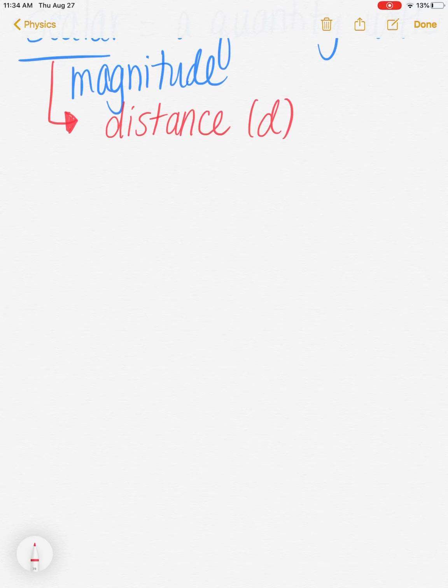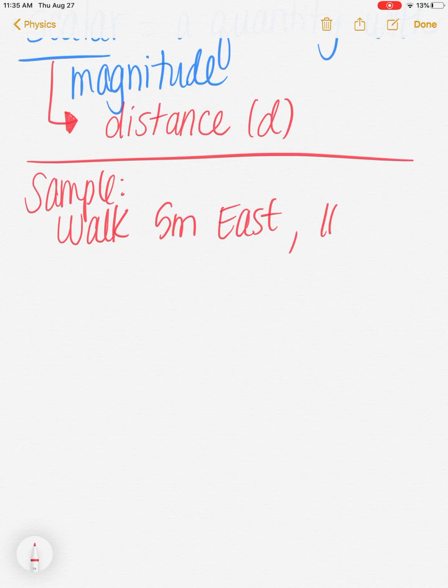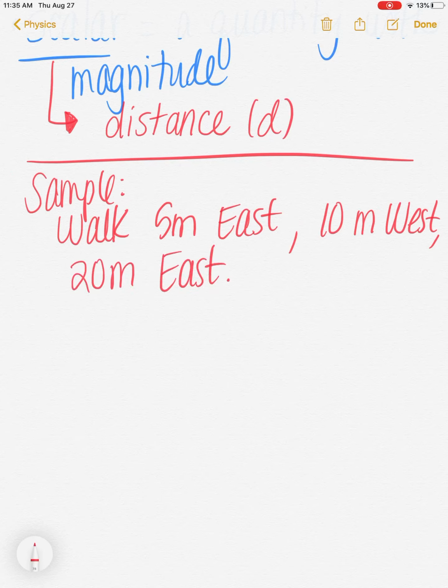Let's see if we could come up with a problem like that. So a sample problem could be something like this. Let's say that you walk 5 meters east, 10 meters west, and then you turn around and decide you're going to go 20 meters back to the east.